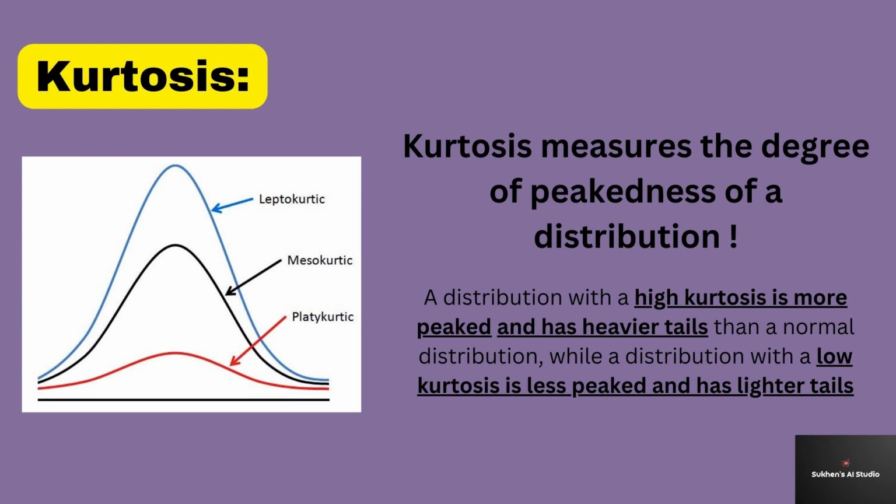Another measure of shape is called kurtosis. Kurtosis talks about the peakedness of the distribution. So, if we see in the image, the blue line distribution is with high kurtosis, which has the highest peak and heavier tails. The black and red distributions have low kurtosis, as they have a kind of flat peak and lighter tails.